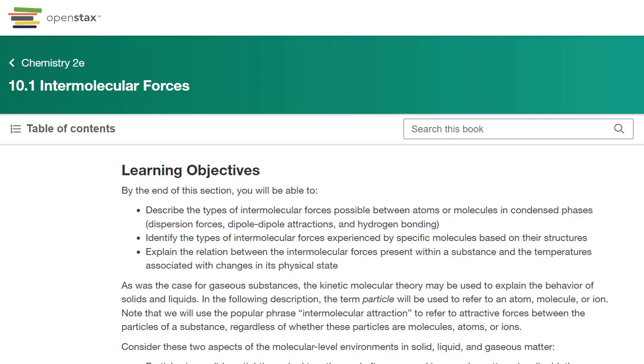Identify the types of intermolecular forces experienced by specific molecules based on their structures, and explain the relation between the intermolecular forces present within a substance and the temperatures associated with changes in its physical state. So let's go ahead and get started on this.